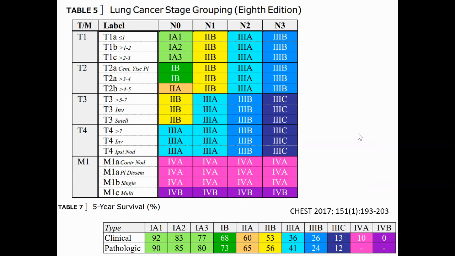Here is the survival rate depending on the stage. So if you have a cancer which is quite small and there are no lymph node metastases, then the patient is 1B, and 1B has about a 70% chance of survival, 5 years of survival. However, if the patient has distant metastasis, then that's an automatic 4A, and he or she only has a 10% chance of survival.